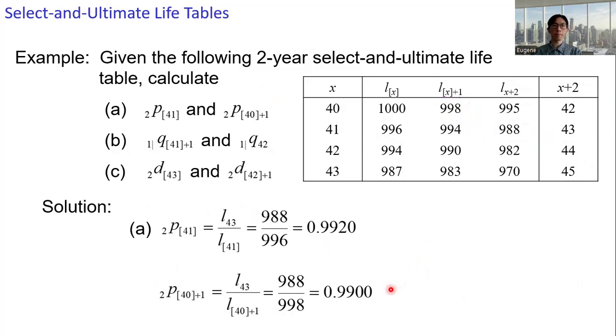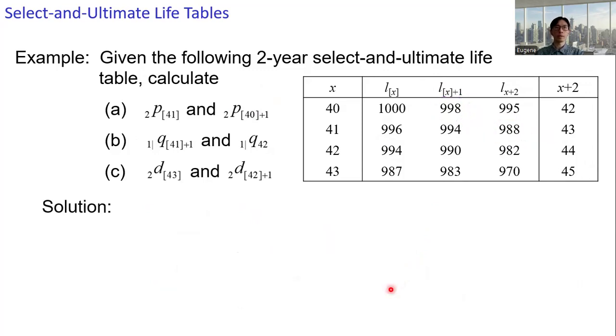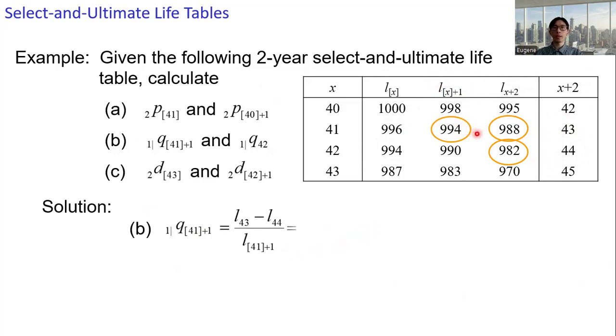The next pair, 1|q_[41]+1, select age at 41, which equals l_43 minus l_44 over l_[41]+1. l_43 and l_44 are 988 and 982. And then l_[41]+1, select age at 41, is 994. Upon calculation, we get the probability.